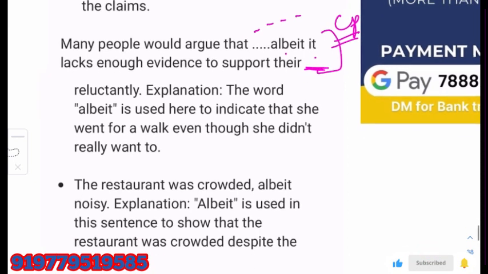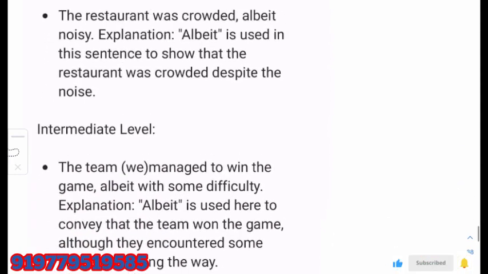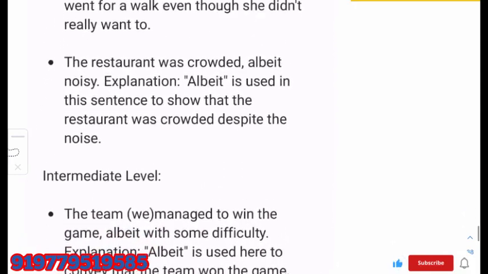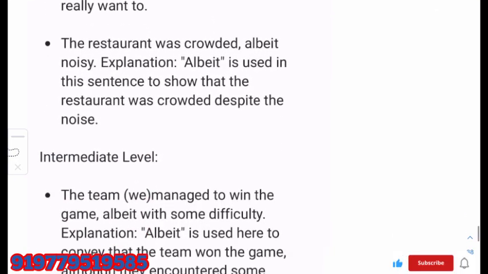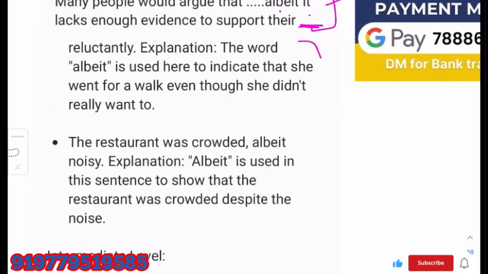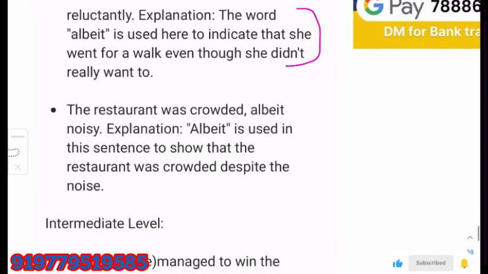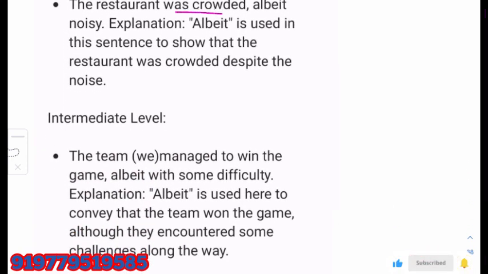Okay, sorry, this is one more, yeah. So I have missed one of these things. I have used the sentence was that the restaurant was crowded albeit noisy. Okay, there I said it was a limited menu, so here you can say it was noisy.